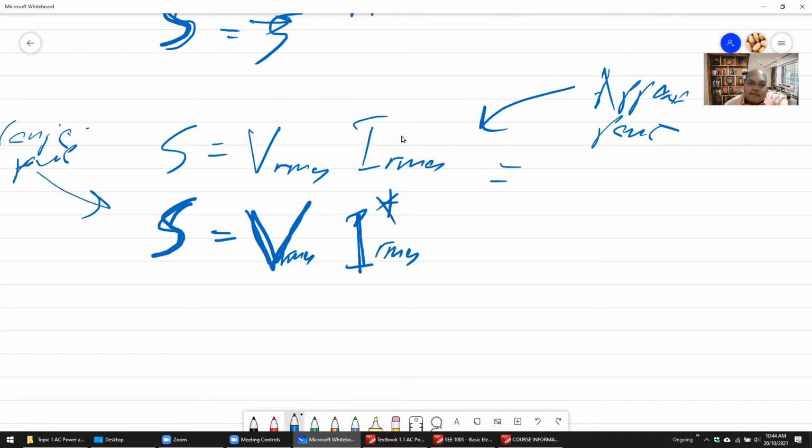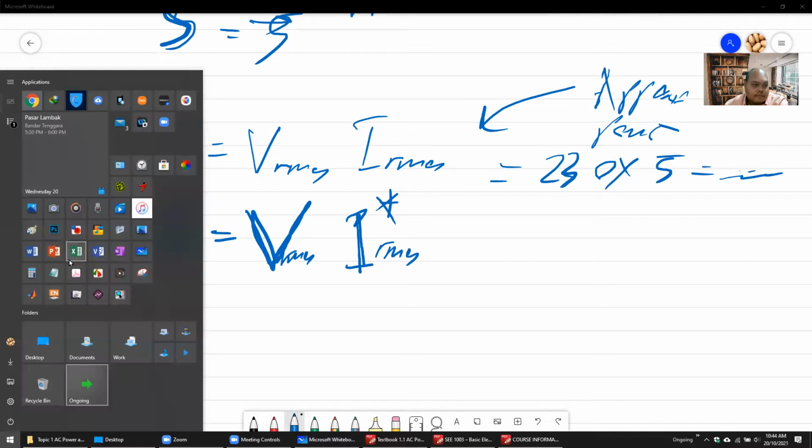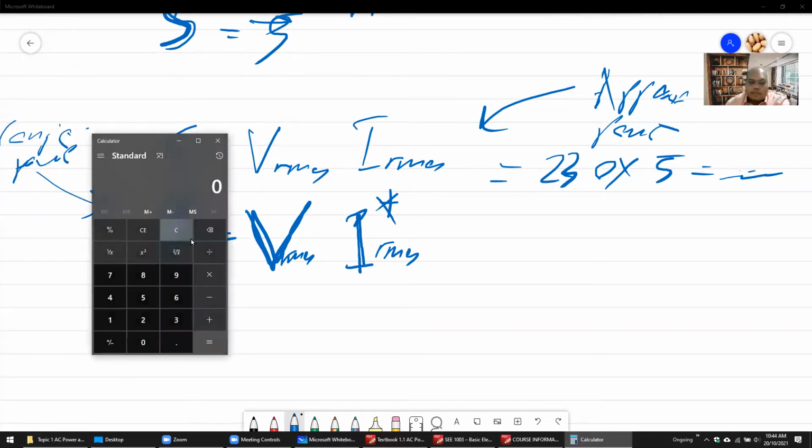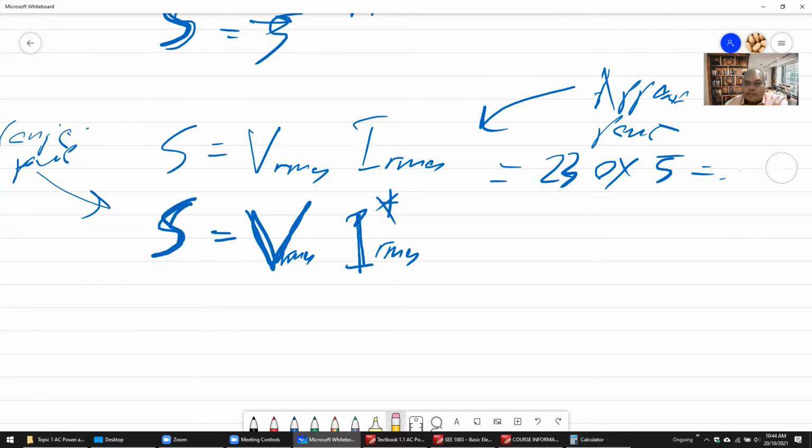What is the difference? For example, S equals 230 multiplied by 5 ampere. I need a calculator here. 230 multiplied by 5 is 1150. So it is 1150 VA. This is apparent power. You don't have a complex answer.